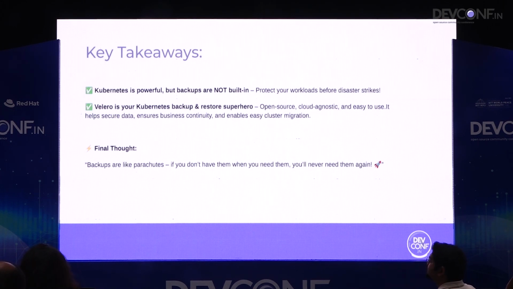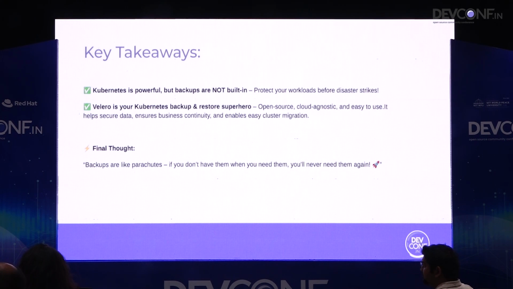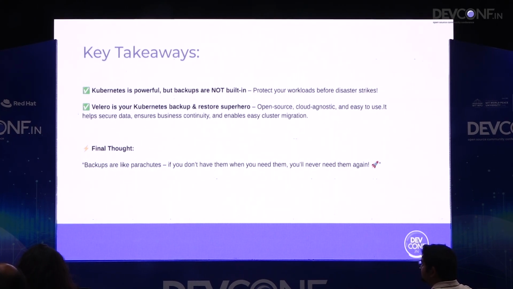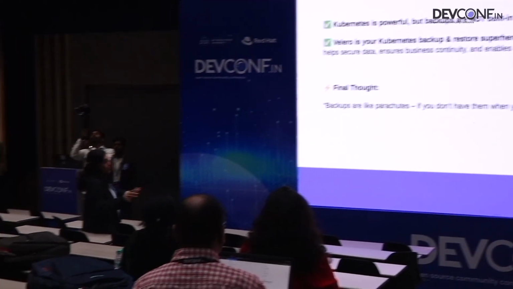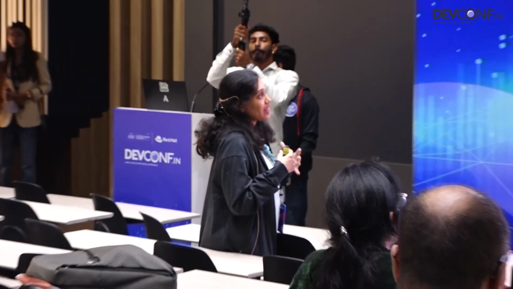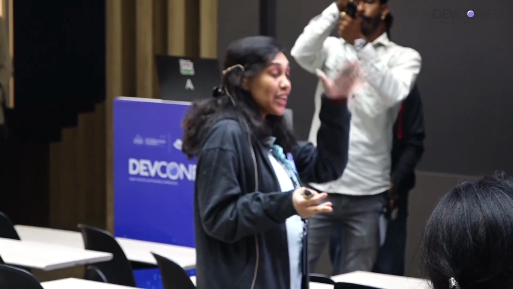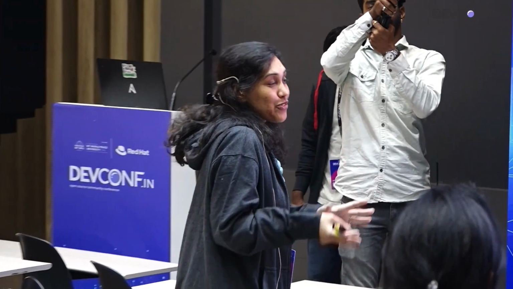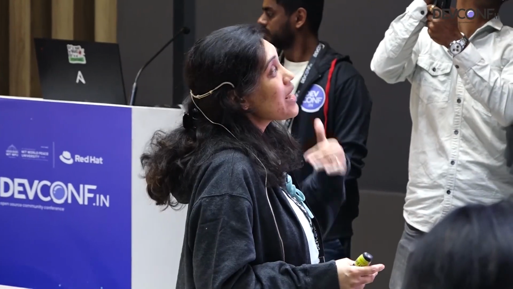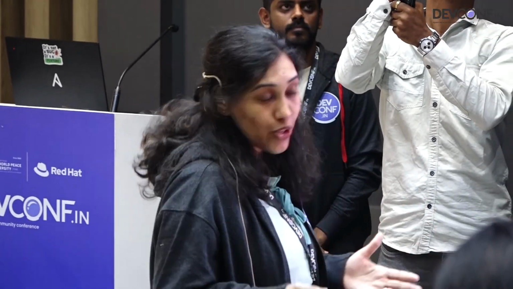The key takeaway we want to share is that Kubernetes is powerful, but there is no built-in backup. So you have to have a tool in order to save your workloads before the disaster strikes. And Velero is your tool, kind of a superhero, which will save your workloads and helps secure data. It's easy to use, it's the most loved tool in the Kubernetes ecosystem, and you have to ensure your business continuity. Thank you all for listening, and that's a wrap. We are open for questions.